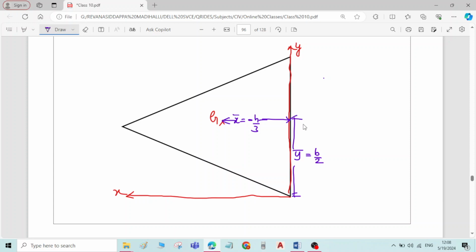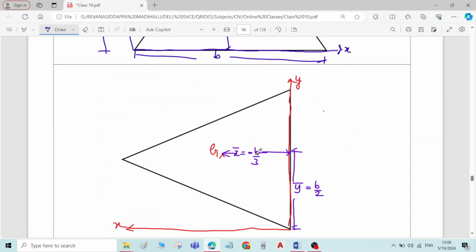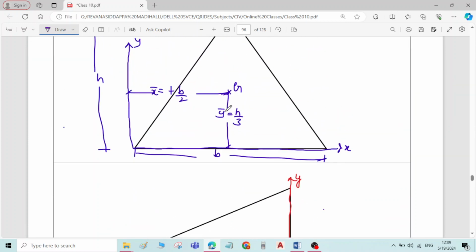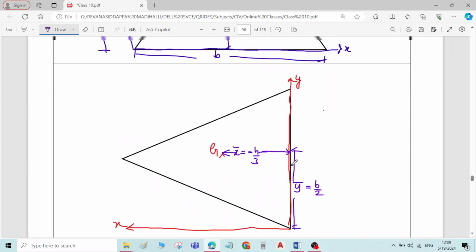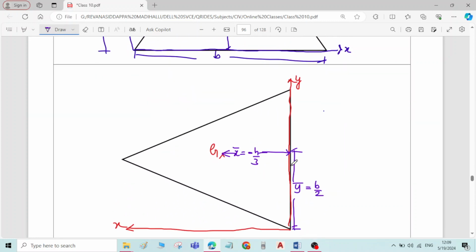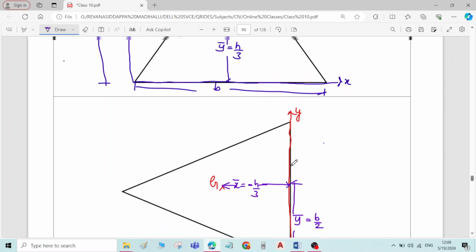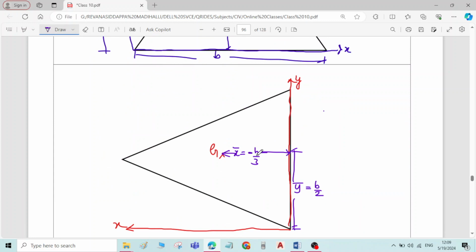Now you can see that the formulae are reversed. In the first figure x bar is equal to b by 2 and y bar is equal to h by 3, but in the second figure x bar is equal to h by 3 and y bar is equal to b by 2. Therefore, don't have a fixed formula in your mind. Depending upon the orientation of the triangle, the formula will change, because the orientation of the triangle is changed.